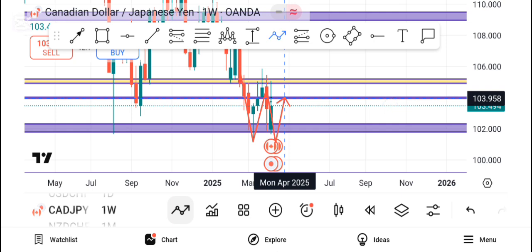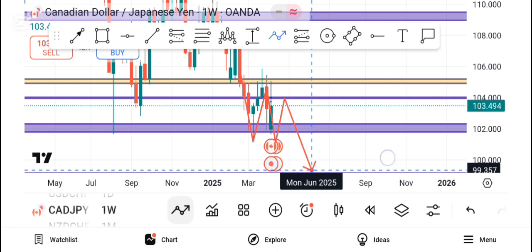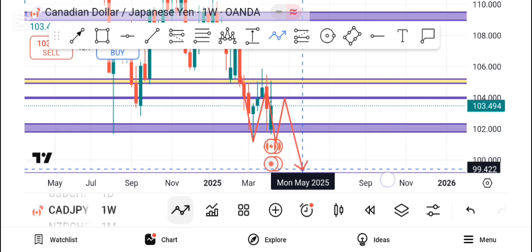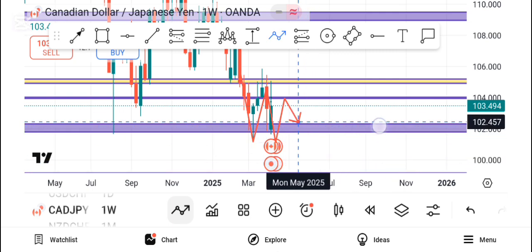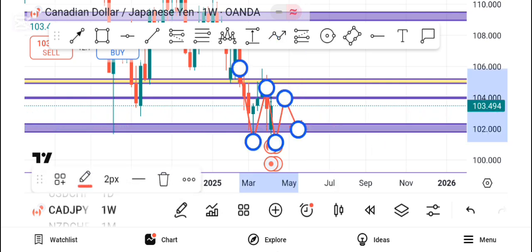So we will be expecting more sells from this level to the downside, at least to this level over here, to this support level. Maybe we might break and continue to sell to the downside. Presently, we are just interested in the sell to this level over here. Let's go to the daily time frame and continue the analysis there.